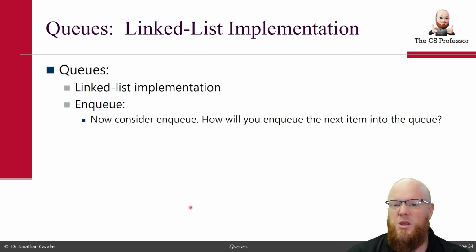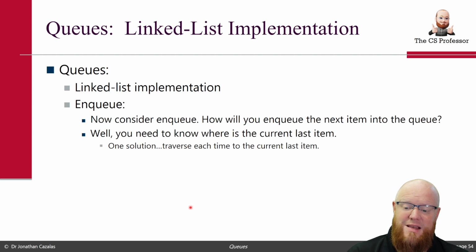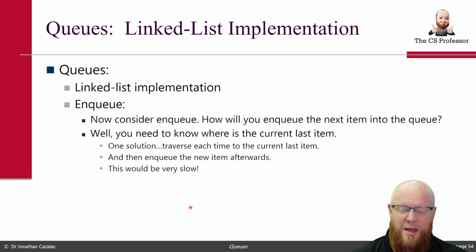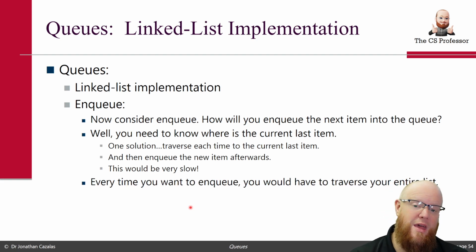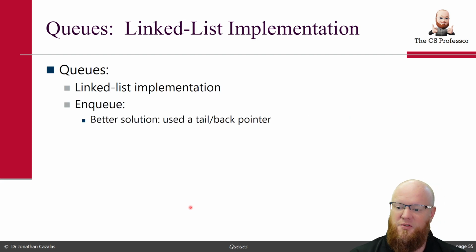Enqueue. How will you enqueue the next item into this queue? Because you need to know where is that last item. So as I mentioned, we could traverse each and every single time and then enqueue, but that would be an O of N operation for enqueue. Due to that traversal, that would be super slow. If the list was huge, that would be a fail. A better solution is we use this back pointer or end or tail, whatever you want to call it, right?